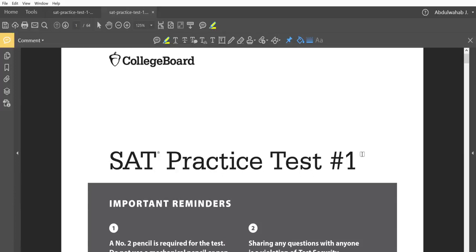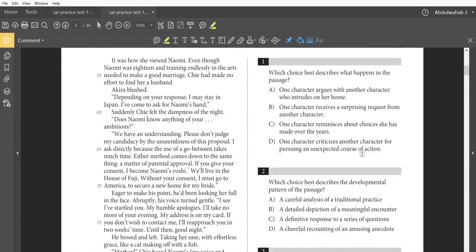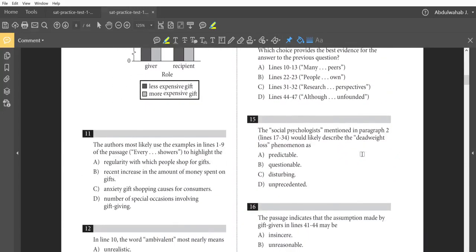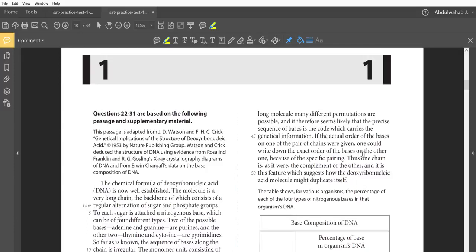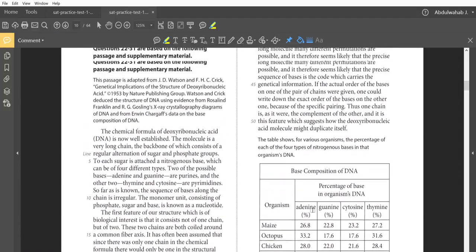In the previous two videos, we worked on the first and the second passage of the reading section. Today, we're going to work on the third passage of the reading section, and the passage that we have for today is actually a science passage. So, again, we're going to show that these things do not have to be necessarily tough or hard to understand, that they are actually accessible to any student who knows how to go about reading and comprehending this whole thing. So again, questions 22 to 31 are based on the following passage and supplementary material, which is of course this table right over here.